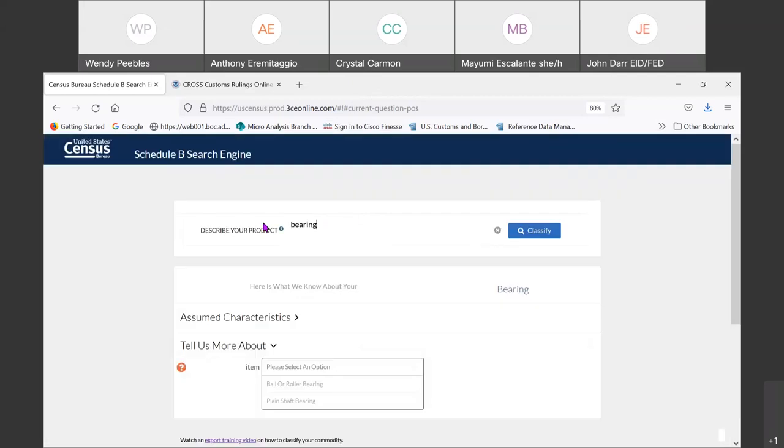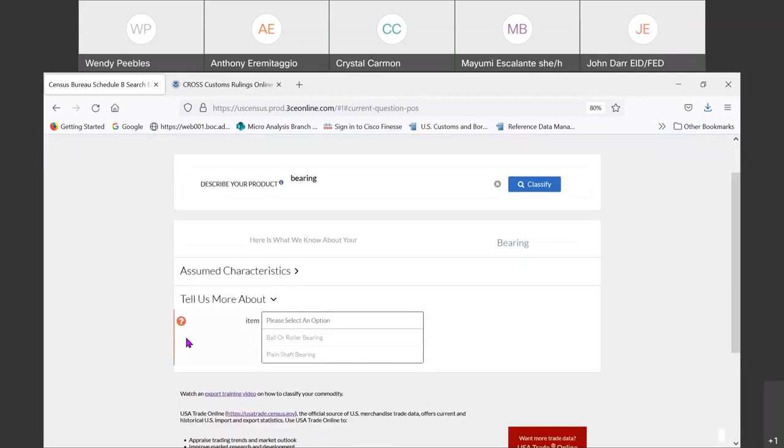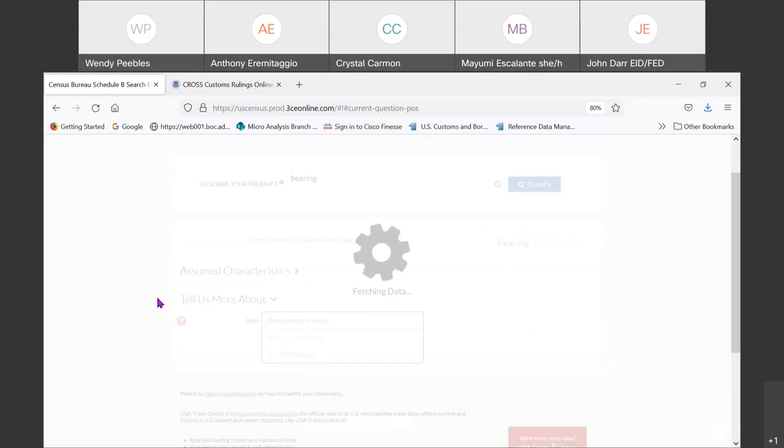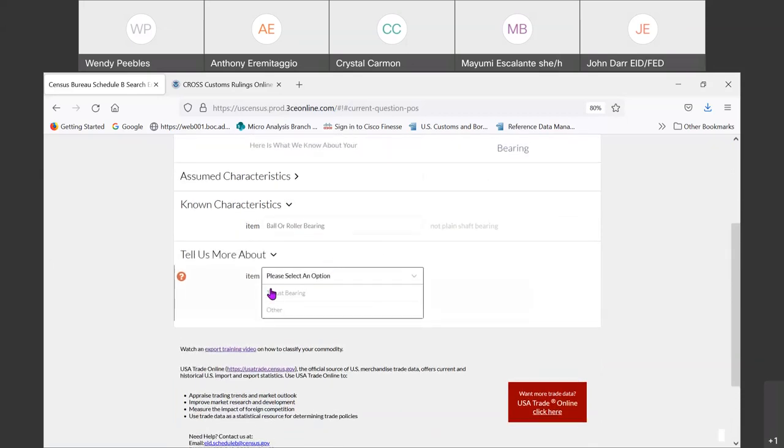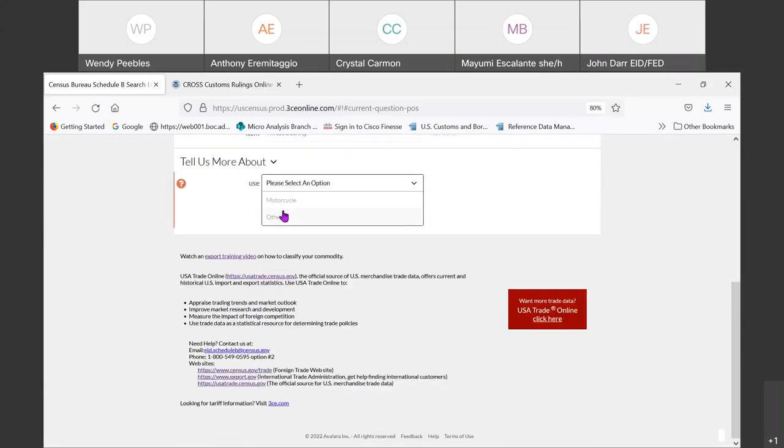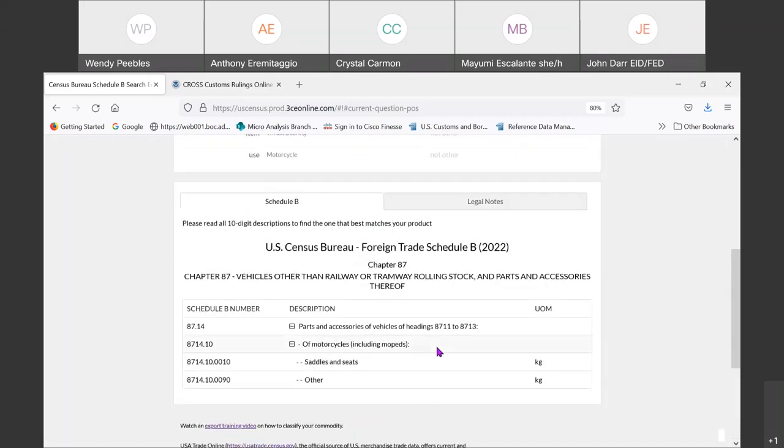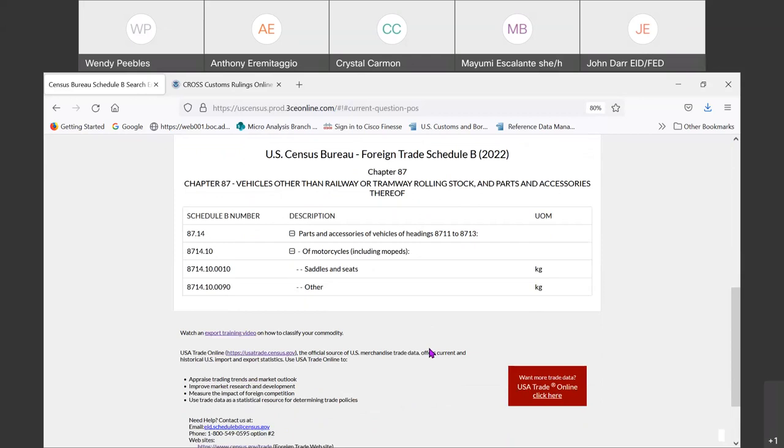Okay, so I'm just going to go through a bearing example. We'll just do ball or roller bearings. And then we'll say it's a thrust bearing. And let's say it's going to go on a motorcycle. And in this case, the number that came back was as a part and accessory to vehicles of headings 8711 to 8713, because we chose motorcycle. And then it's probably going to go under the other number, the 8714100090, and the unit of measure would be kilograms.